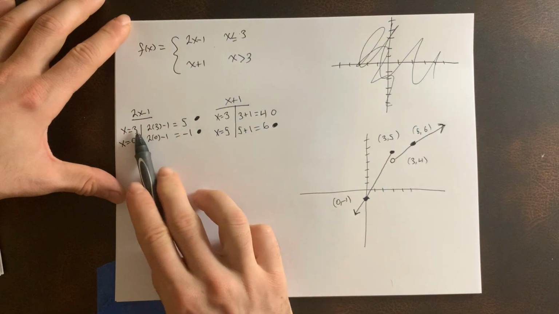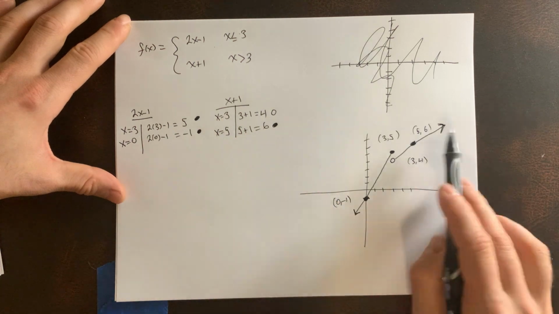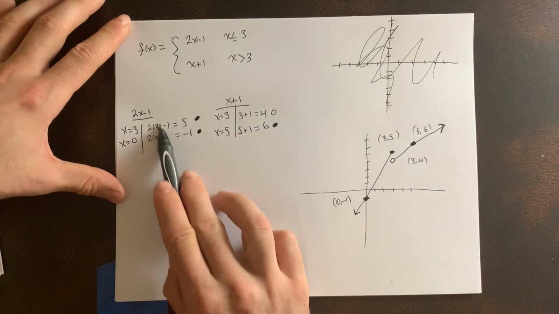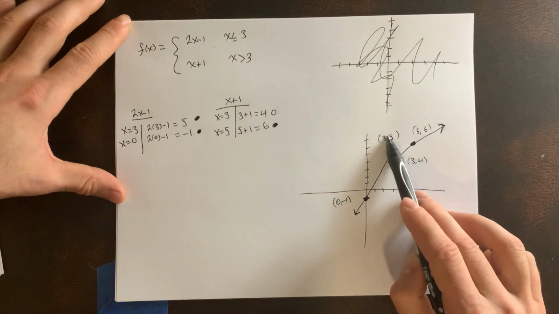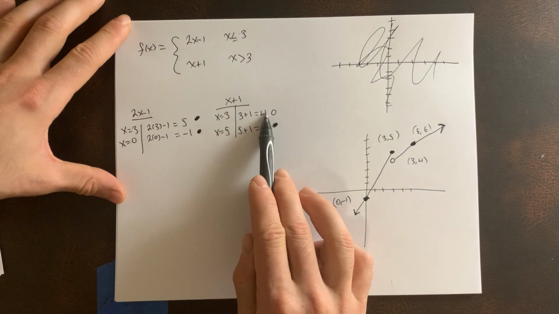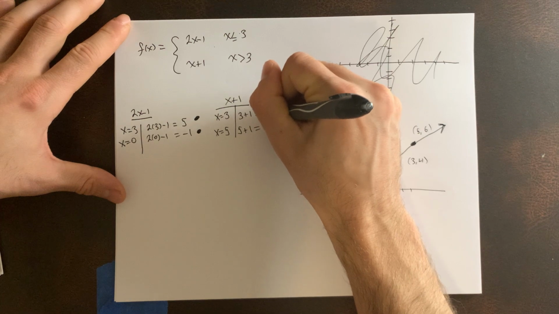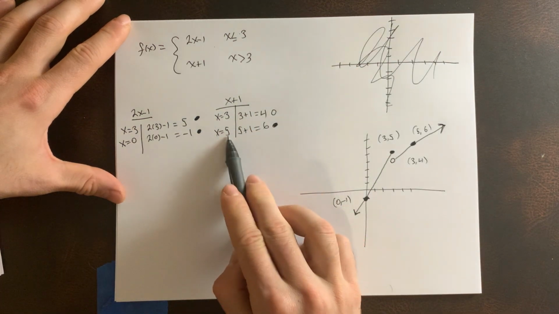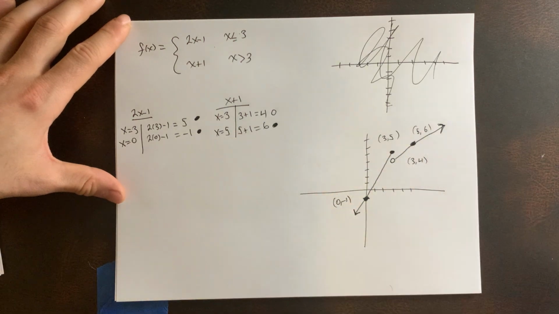Then you plot both of these points, the 3, 5, 0, minus 1, 3, 4, 5, 6, just like we did over here. And you connect all the points that are in the same table. So this 3, 5 and this 0, minus 1, they're in the same table, so we connect them. This 3, 4 is an open circle. So this 3, 4 and the 5, 6 right here, they're in the same table, so we can connect those 2 points.